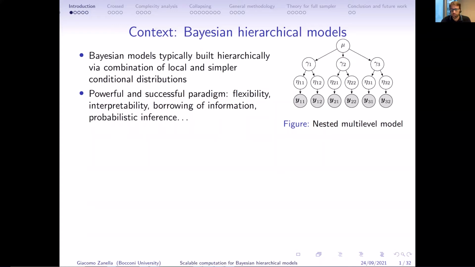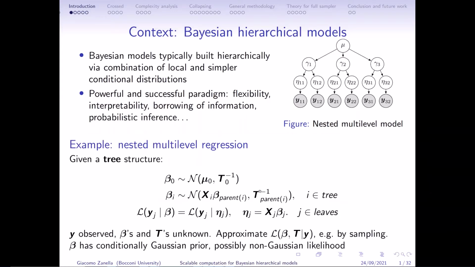There is a lot of work obviously in that direction, and this is a very general category that I'm discussing. Just to be concrete, one example is nested multi-level regression, where your parameters sit on a tree. Maybe you have data that represent performances of students within a class, which is nested within a school, which is nested within a district and so on. At each edge of this tree, you perform, say, a regression. And then you have the likelihood, the data, which could be, again, linear regression or any generic likelihood.